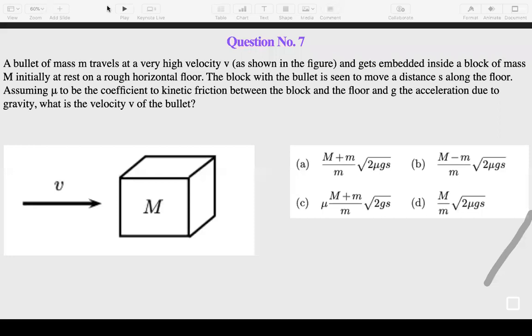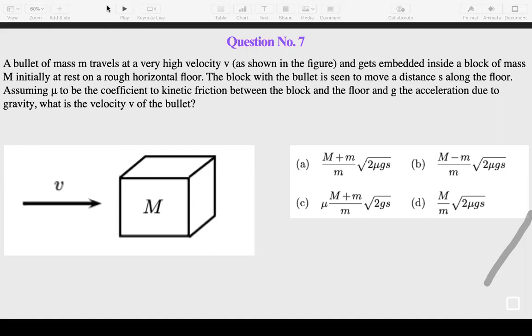Okay, now I will explain this problem. I will help you to solve this problem. Now see here in this question, they have mentioned that the bullet is having a velocity v and it is making an impact on the mass capital M. The bullet is having a mass small m.